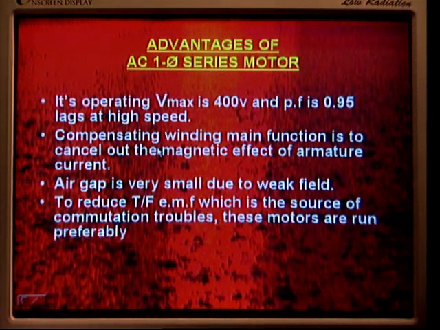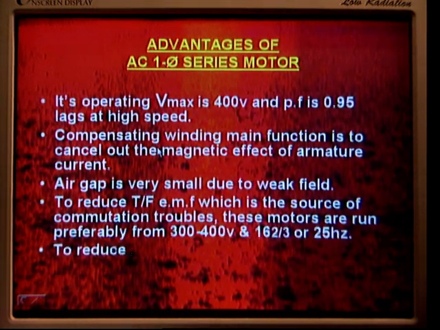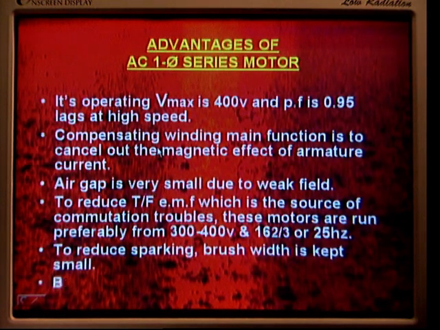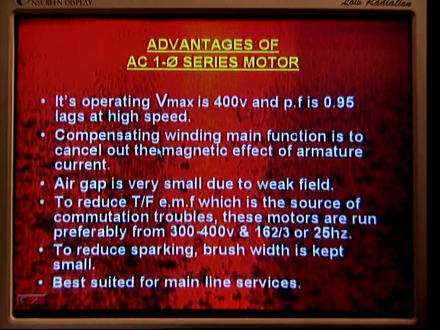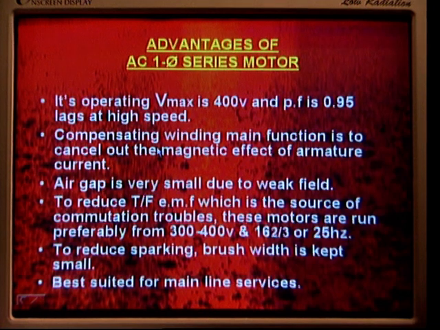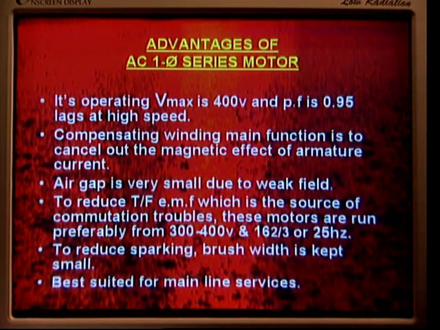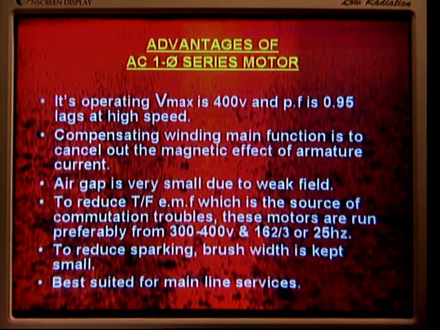The compensated winding's main function is to cancel out the magnetic effect of armature current. The air gap is very small due to weak field. We know that the number of turns on the main field is reduced to small values. And to reduce the transformer EMF, which is the source of commutation troubles, these motors are run preferably from low voltage, that is 300 to 400 volts, at reduced frequency, 16 2/3 or 25 Hz.